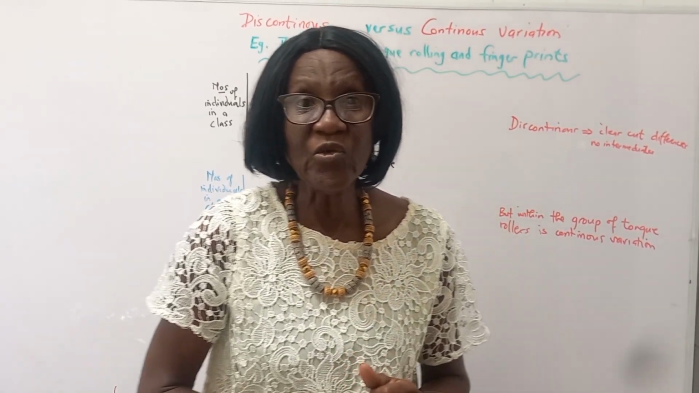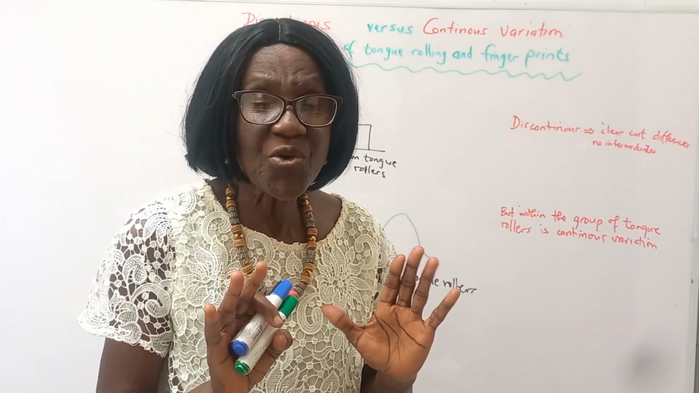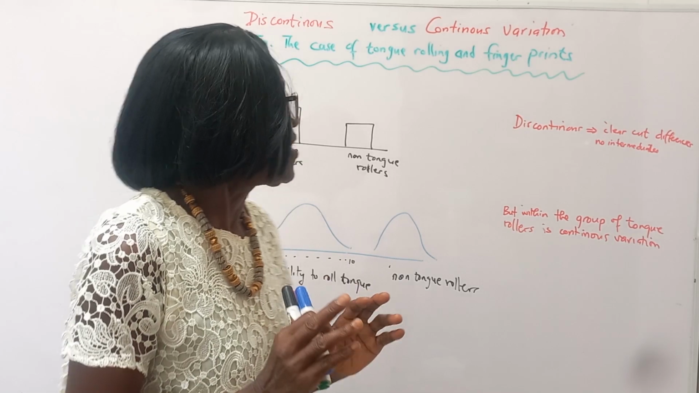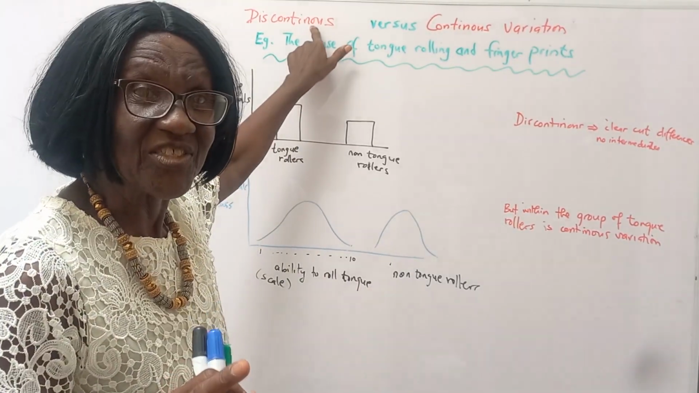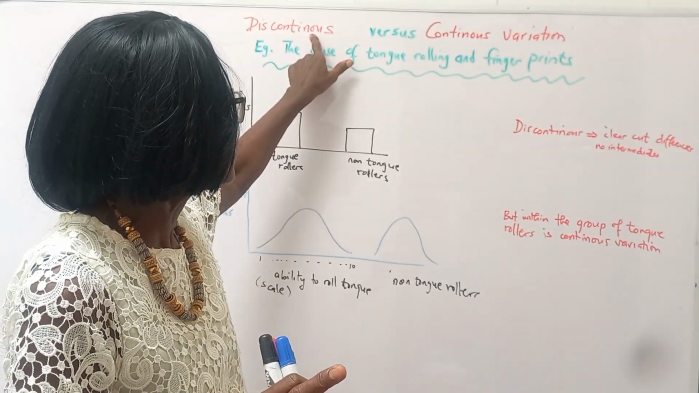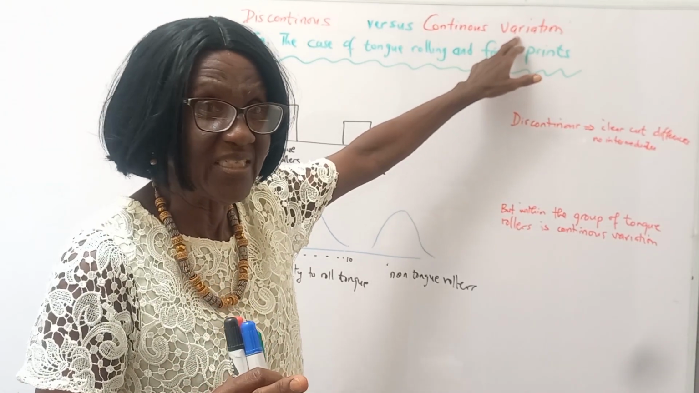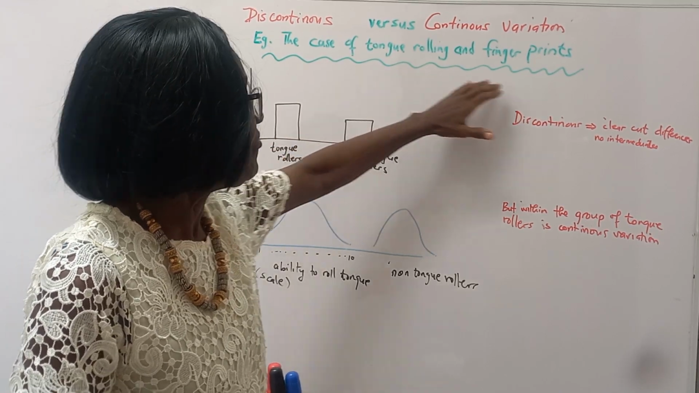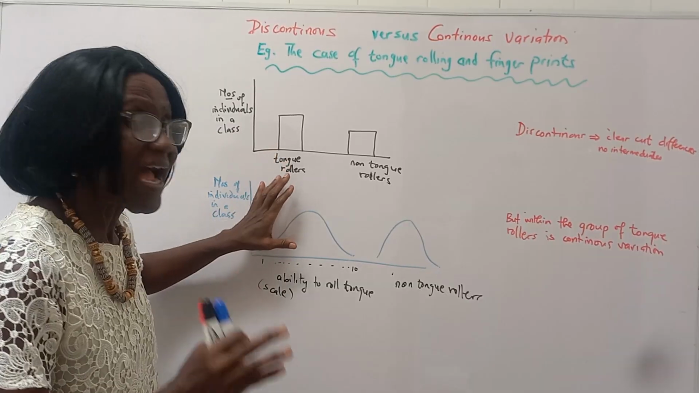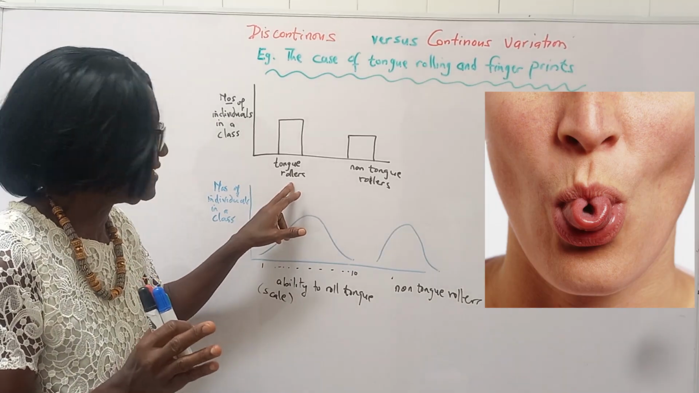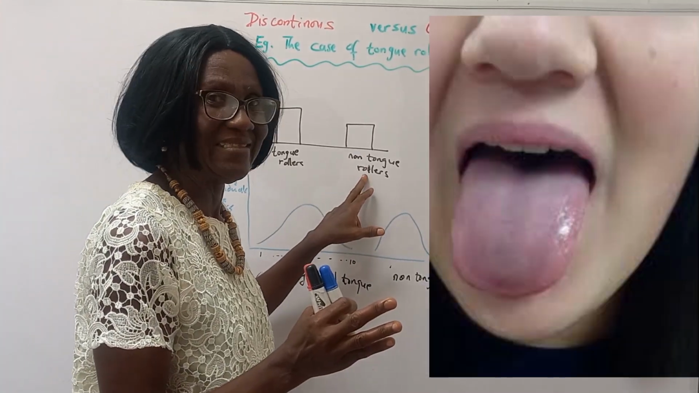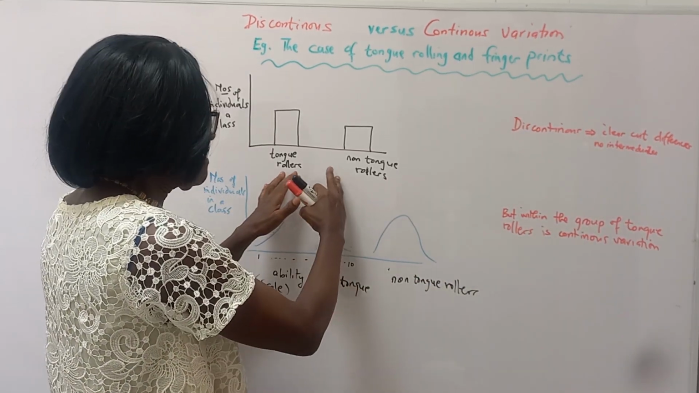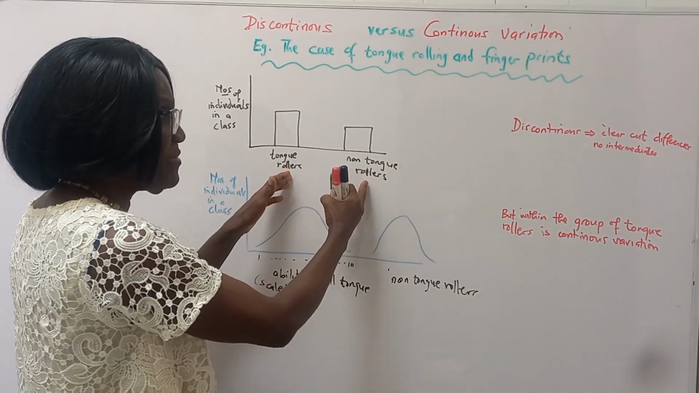Today we are still looking at the fact that there are no two individuals of any species that are the same. And we look at features that show discontinuous variation and features that show continuous variation. In this case, today we are looking at tongue rolling and fingerprints. Now, there are individuals that can roll their tongue and individuals that cannot roll their tongue, distinct, and so that is discontinuous variation. Clear-cut differences with no intermediate forms.